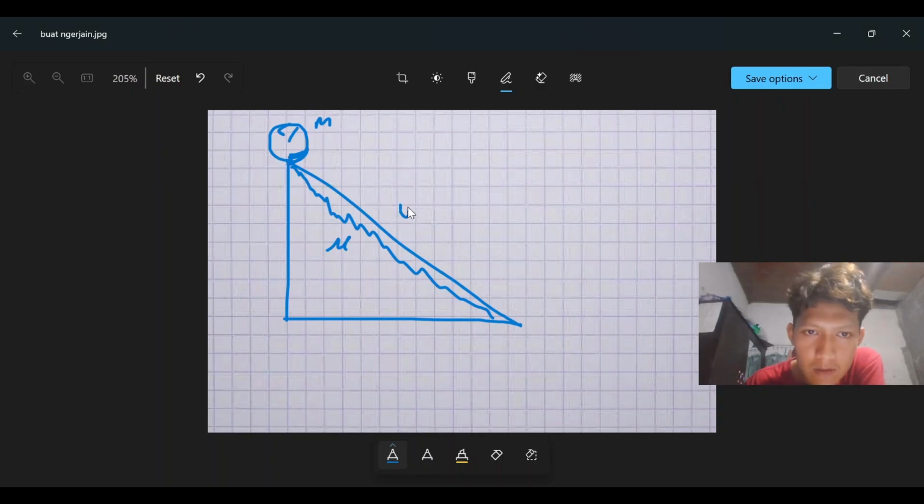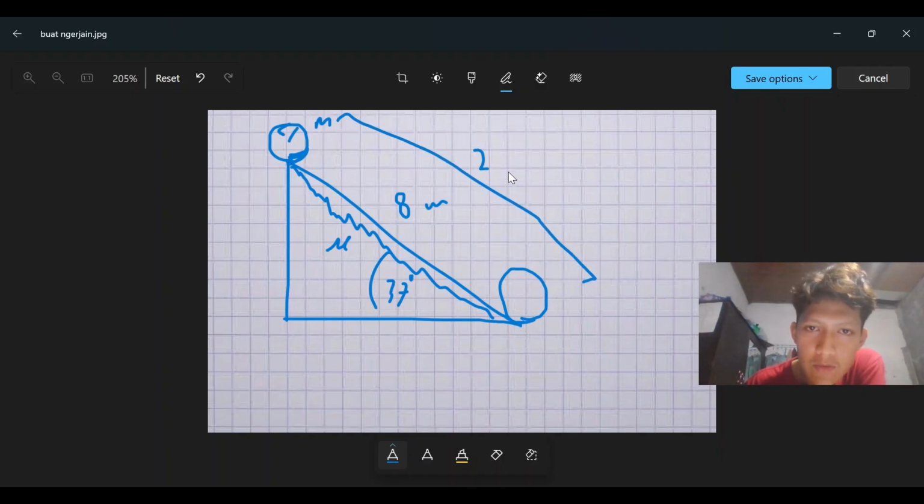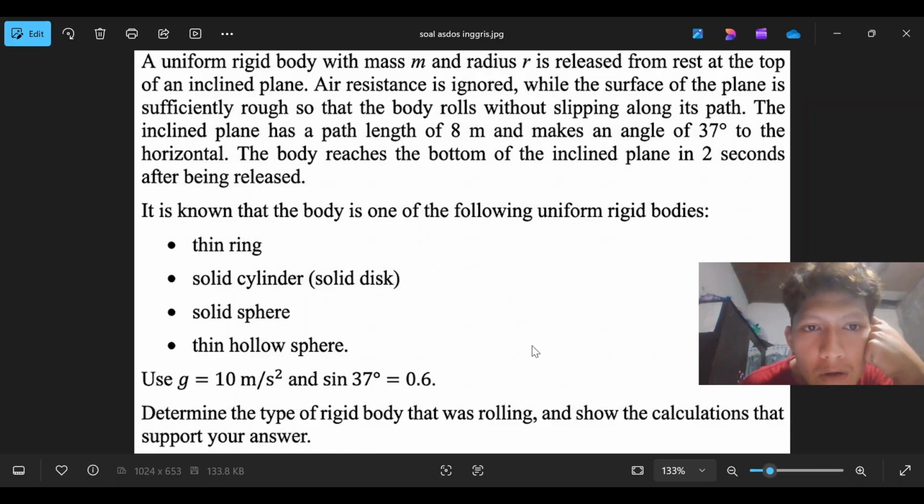Next information, the surface along the path is 8 meters. This is 37 degrees. The time from the top to the bottom is 2 seconds. Okay, now we finish drawing. The next is g is 10, and sine of 37 degrees is 0.6. How can we know what the k value of this rigid body is?